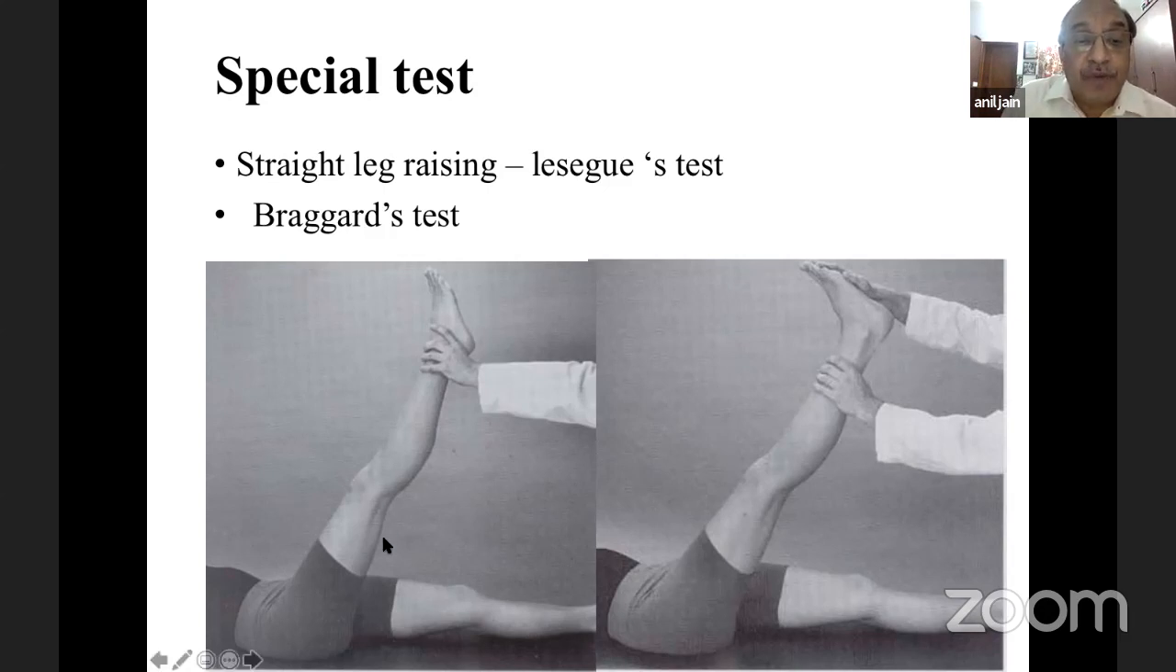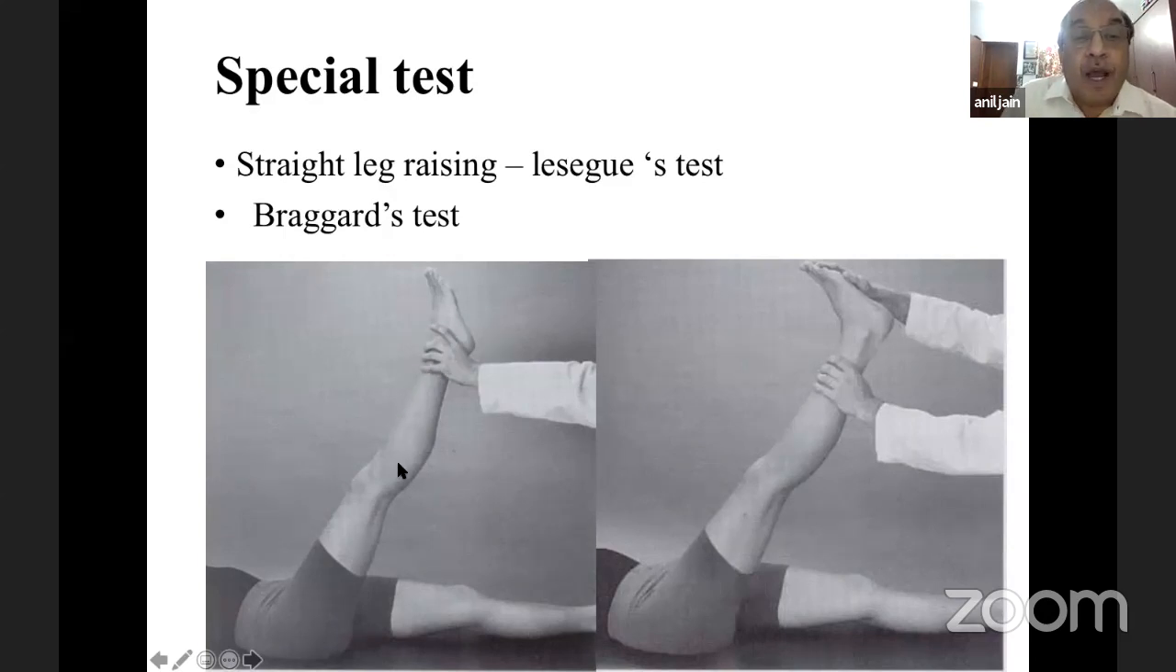The degree between the torso and the limb is how we describe it: SLR 30 degree, SLR 50 degree. At 30 to 50 degree, it is almost confirmatory. At 50 to 70, it is probable, but 70 degree could be found even in a normal person.